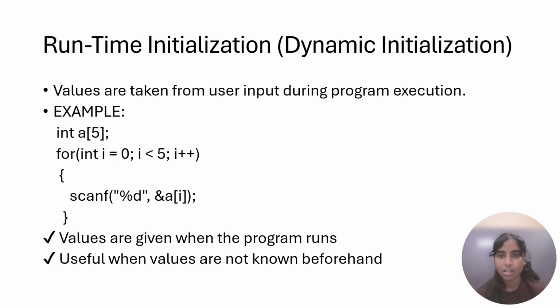Runtime initialization, or dynamic initialization: values are taken from the user input during the program execution. Here a for loop is used. int i = 0 is the initialization, i < 5 is the condition, i++ is the updation. scanf("%d", &a[i]). So values are given from the keyboard when the program runs. This is useful when values are not known beforehand.